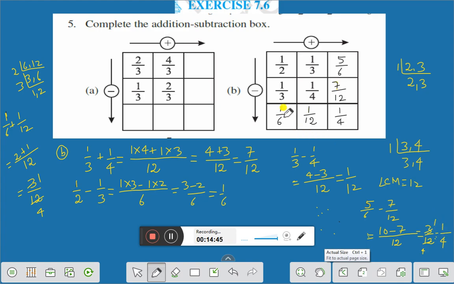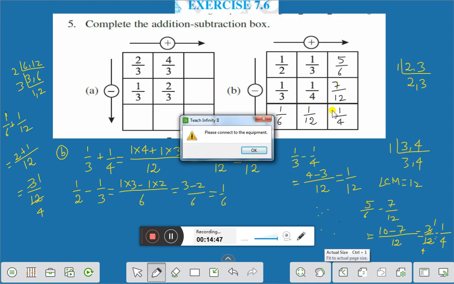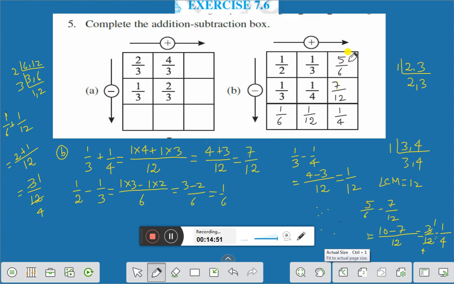Same value, right? That means if we add 1 by 6 plus 1 by 12, we are getting 1 by 4. And if we subtract 5 by 6 minus 7 by 12, we are getting 1 by 4. If we add 1 by 2 plus 1 by 3, we get 5 by 6. If we add 1 by 3 plus 1 by 4, we get 7 by 12. If we subtract 1 by 2 minus 1 by 3, we get 1 by 6. If we subtract 1 by 3 minus 1 by 4, we get 1 by 12. And if we add in the horizontal direction 1 by 6 plus 1 by 12, we get 1 by 4, and if we subtract in the vertical direction 5 by 6 minus 7 by 12, we get the same result, that is 1 by 4. This is the solution of question number 5, exercise 7.6.